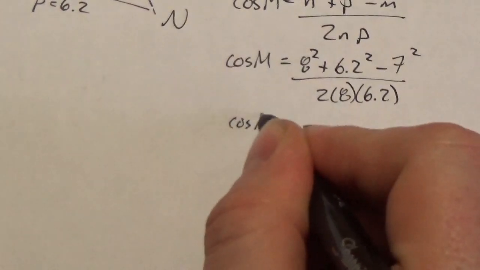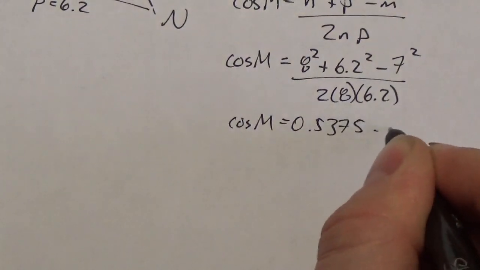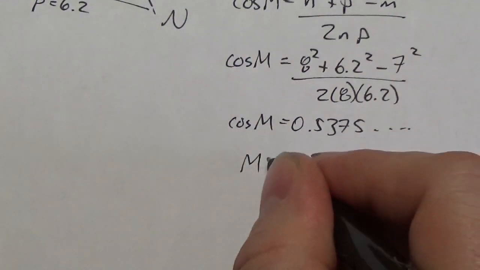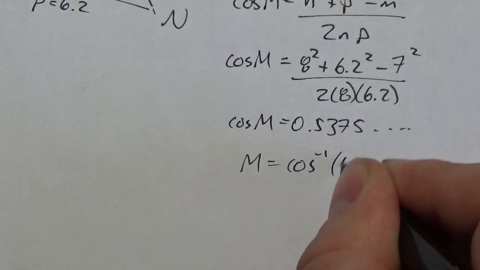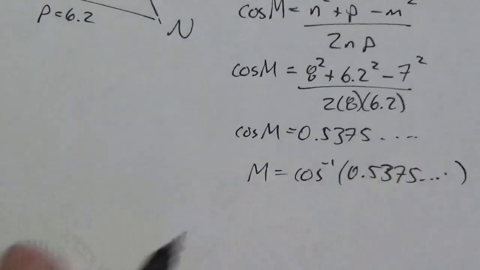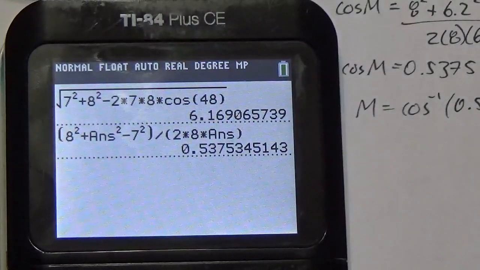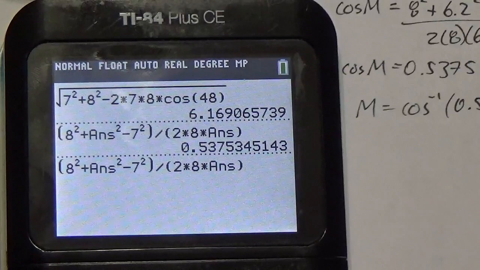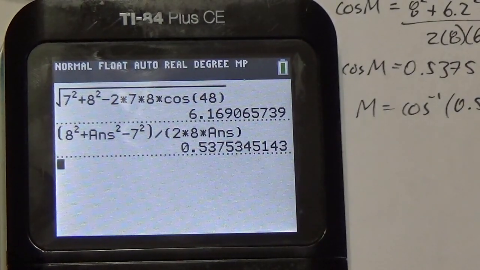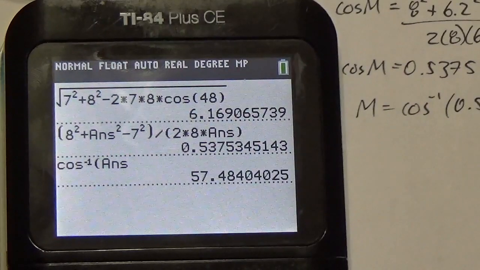So the cosine of M is going to equal 0.5375 dot dot dot, on and on forever. So M will be the inverse cosine of 0.5375 dot dot dot. And so here we go, finishing it off. Second cosine of that, whoops, sorry, I did the wrong thing. Second cosine of that answer, and we get 57 degrees.